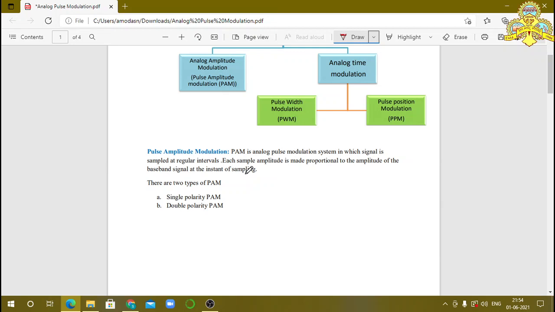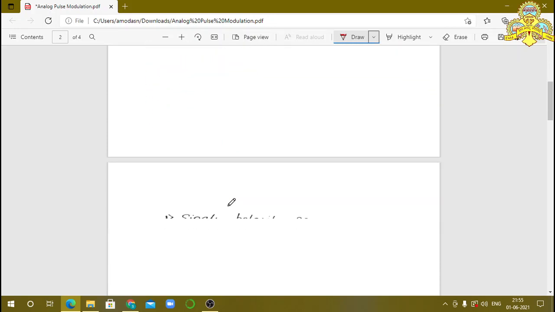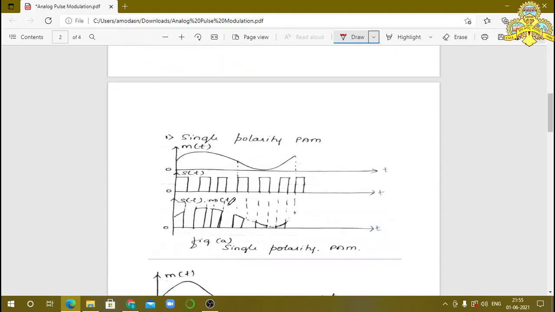This pulse amplitude modulation is again divided into two parts. One is single polarity PAM, where we have the signals only in the positive side, and another one is double polarity PAM, where we have the signals in the positive and negative side. Here we have the waveform for single polarity and double polarity.